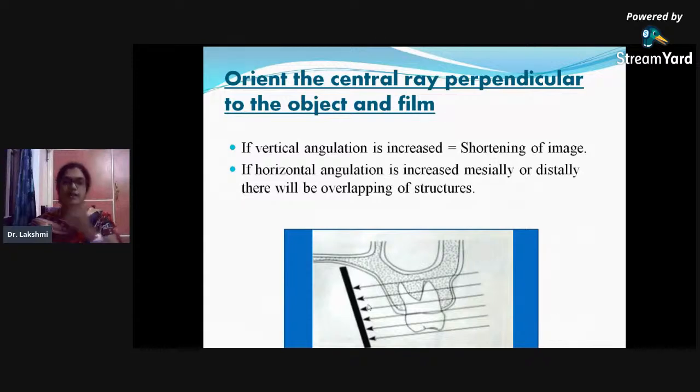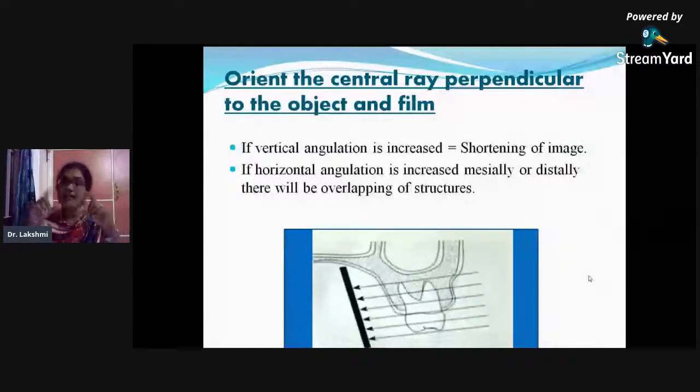Over here, if you see, this is the film and this is the object, what you want to image. And these arrow marks are showing your X-rays, so these are perpendicular. If vertical angulation is increased, I had shown you a table, the different degrees for different teeth, there is a shortening of the image. It is a radiographic fault. I had taken this in the previous class. What happens if the image looks shorter than it actually is?